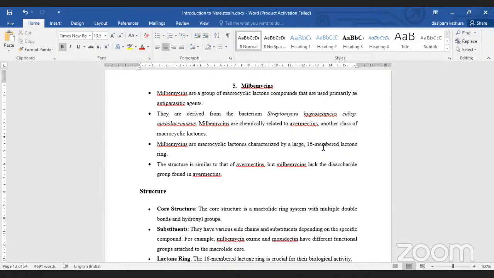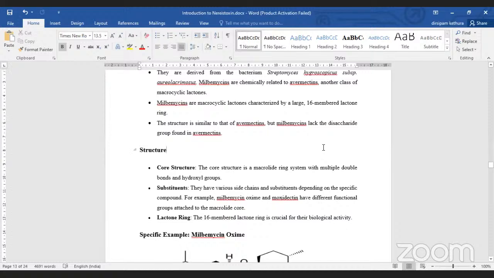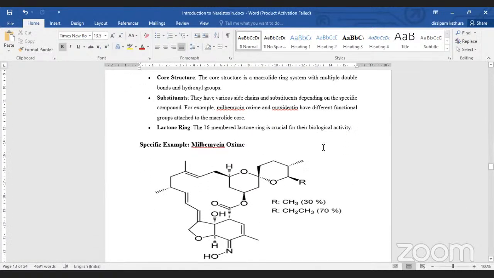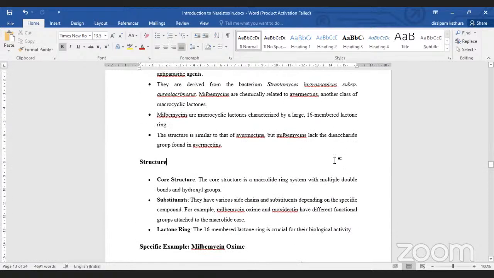More or less, milbemycins are chemically related to avermectins. These are another class of macrocyclic lactones. If you look at the structure of avermectin, it contains lactone rings, which are important for the biological activity. A total of 16 lactone ring members are present, that is, it is a 16-membered lactone ring.